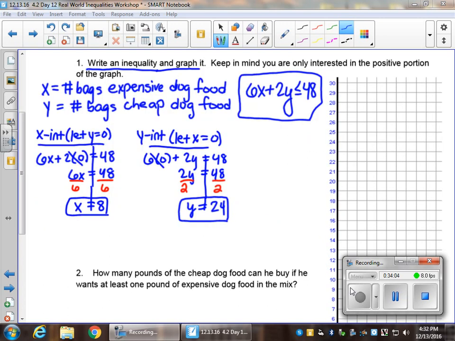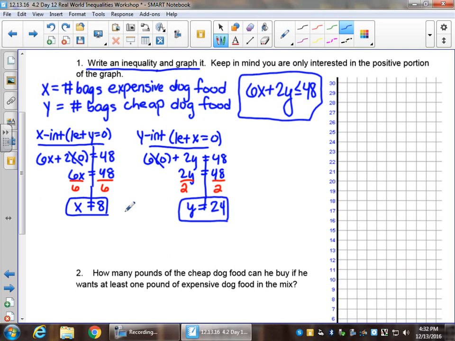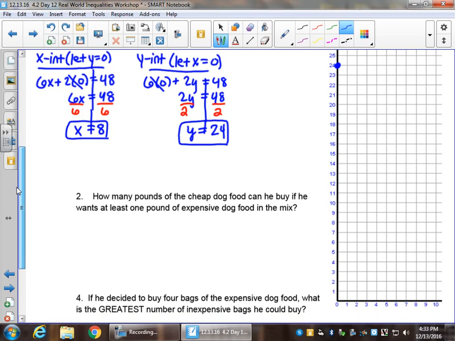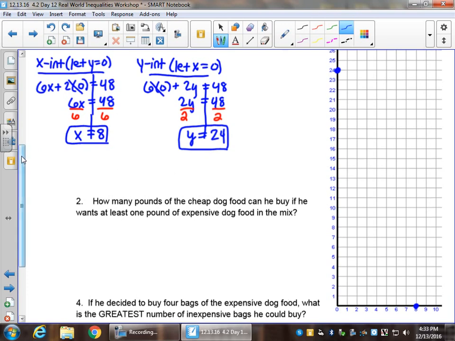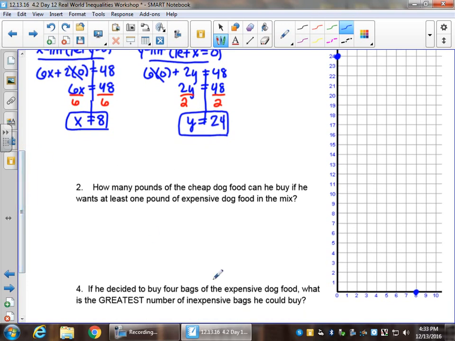This is what I got for my intercepts. X-intercept, I got X equals 8. Y-intercept, I got Y equals 24. And now I'm ready to graph. Y equals 24 is going to be way up here on the Y-axis. X equals 8. Oh, sweet, I can fit it all on one screen. That's great. X equals 8 is right here. I'm actually going to slide it down just a little bit more so I can fit some labels here.